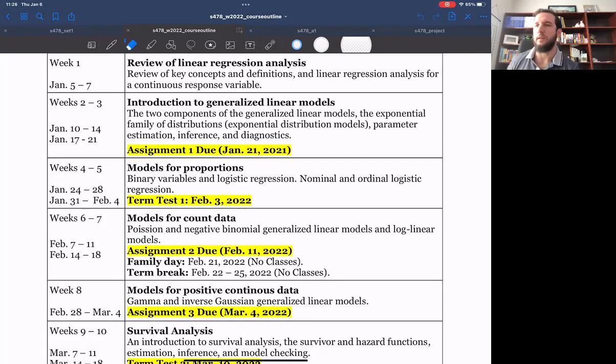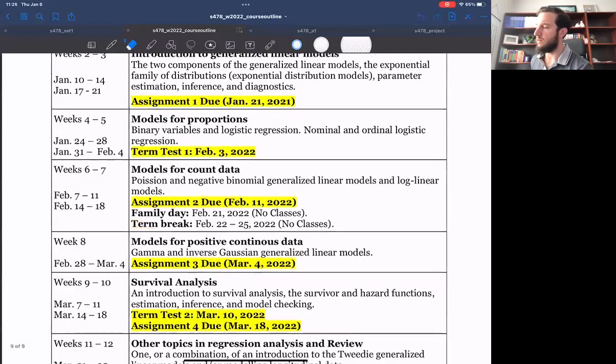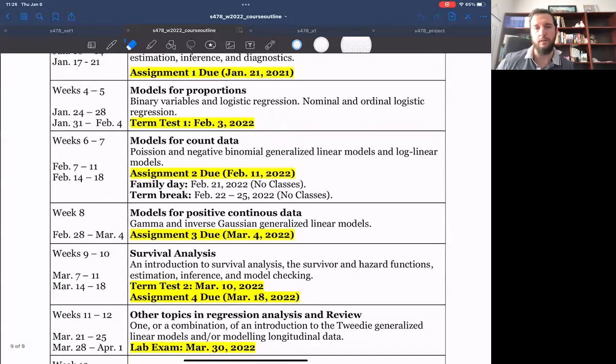Next week, we'll get into the actual meat of the course, and we'll start with a theoretical explanation of the derivation of the generalized linear model. This will include a discussion of the exponential family. Then in the following weeks, we'll talk about different types of generalized linear models, leading up to a discussion of survival analysis in weeks 9 and 10.